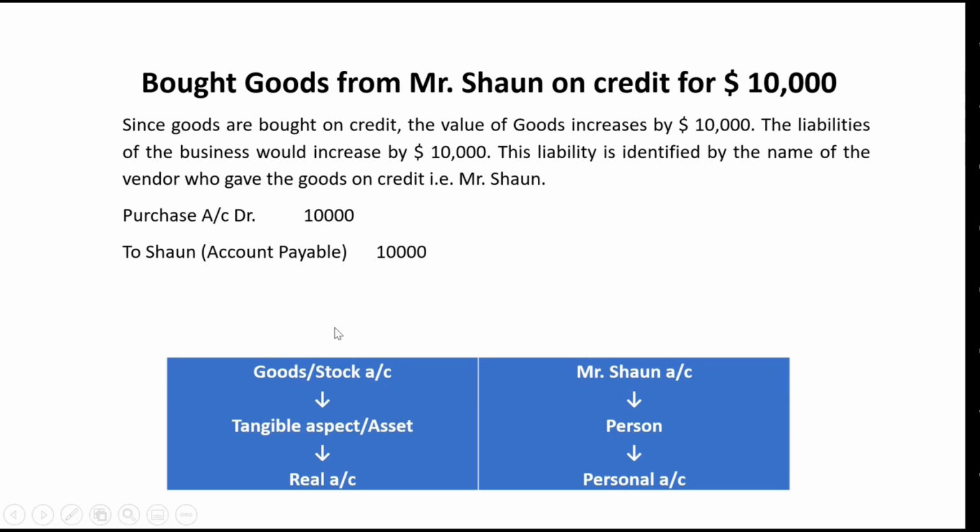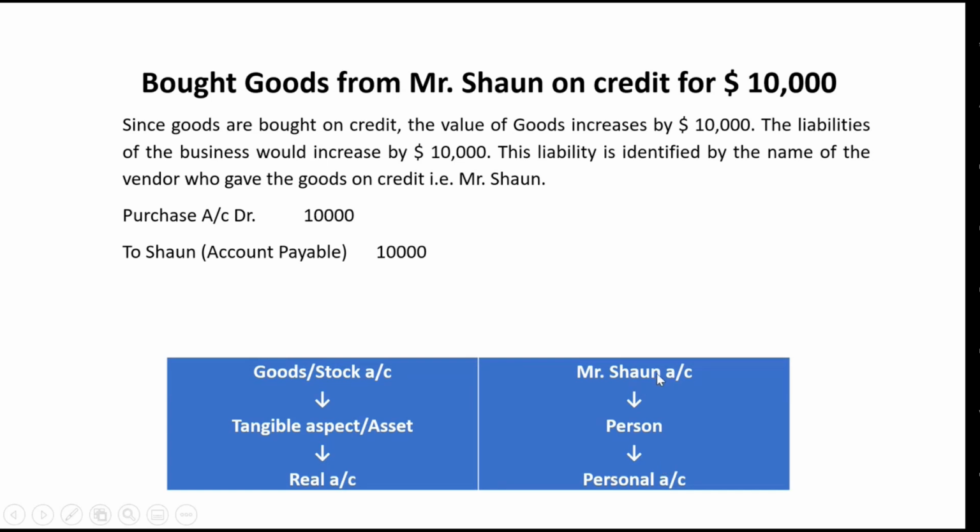And Mr. Shaun is the account payable. Definitely, we will pay money to Mr. Shaun. This will become a liability of our business. Whenever you find any name of a person, name of an organization, name of a bank, even the name of the owner, then definitely that will be a personal account.